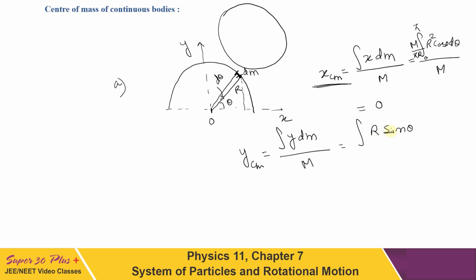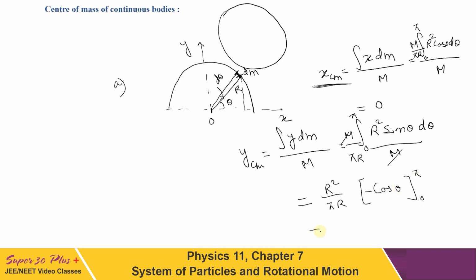Again we have to write dm, that will be M upon pi r. M is here also, and then r d theta, so it will be r square d theta. Variation of theta has to be from 0 to pi. If I integrate this within the limits, these two got cancelled, 1 by pi r. This is minus cos theta within limits 0 to pi. If I substitute the values, it will be 2. So this is 2r upon pi. Now we got center of mass RCM for this shape as x coordinate 0 and y coordinate 2r by pi.